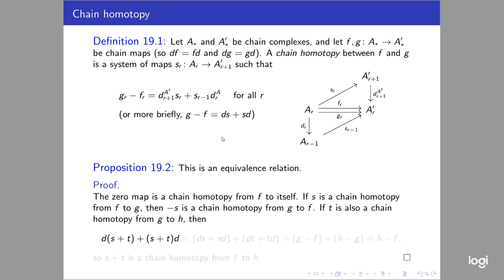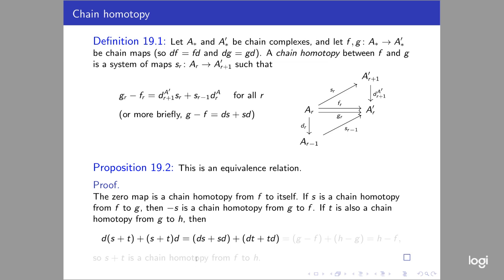The claim is going to be that D composed with S plus T, plus S plus T composed with D, is supposed to be equal to H minus F. So we just work it out. Firstly, we can just expand and regroup the terms. So here we've got a DS, and there we've got an SD, so we've got DS plus SD, and then here we've got a DT term and a TD term, so we've got DT plus TD.